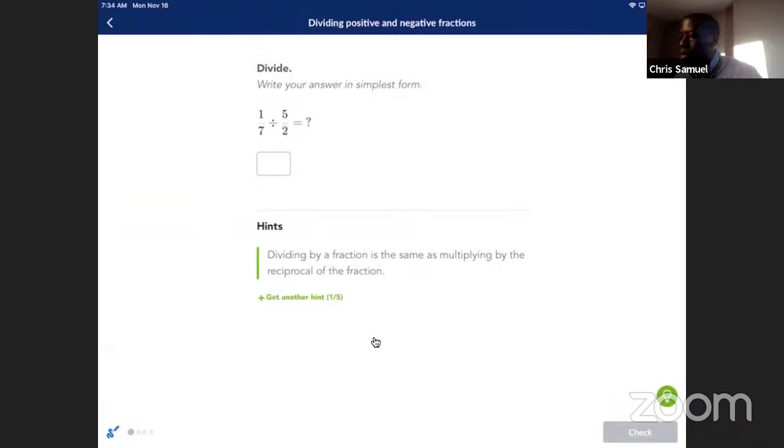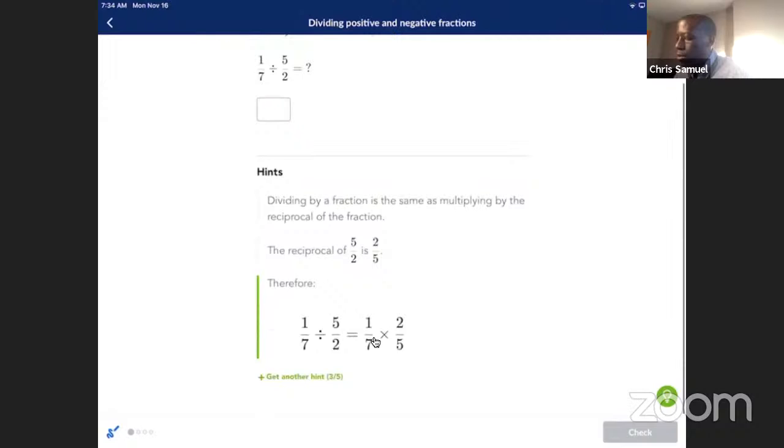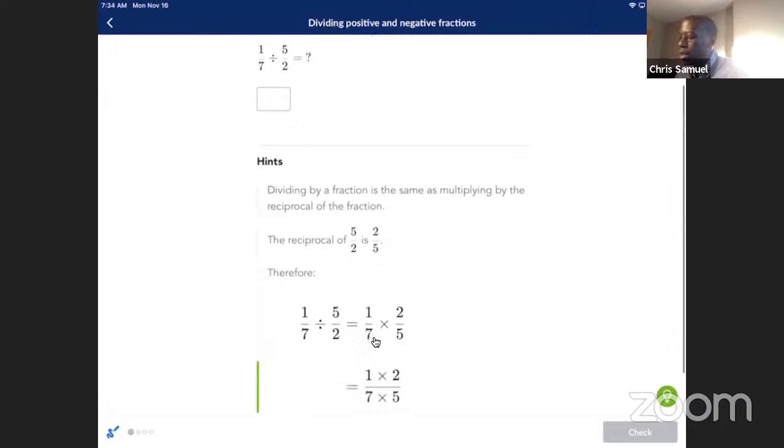So first, we're going to refresh what dividing positive and negative fractions is by reviewing a hint. It says that dividing by a fraction is the same as multiplying by the reciprocal of the fraction. If we have 1 over 7 divided by 5 over 2, you basically use the reciprocal, which is 2 over 5. It would be nice to know one day why this works.